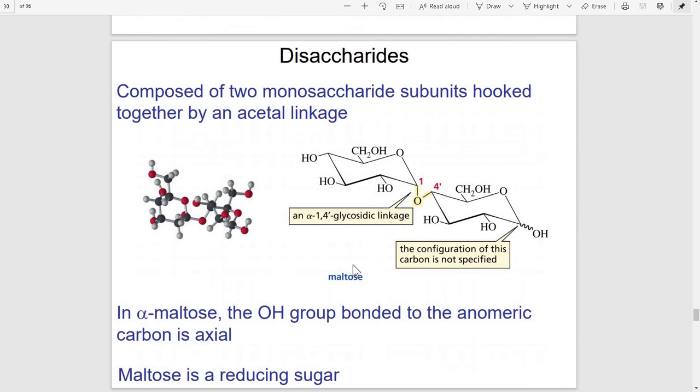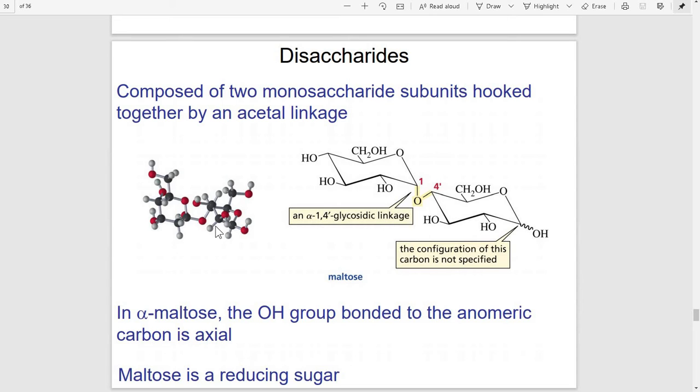Now, the second part is disaccharide. Disaccharide means what? The combination of two monosaccharides, composed of two monosaccharide subunits hooked together by an acetal linkage. Okay, here an acetal linkage is present, the acetal linkage or glycoside linkage.